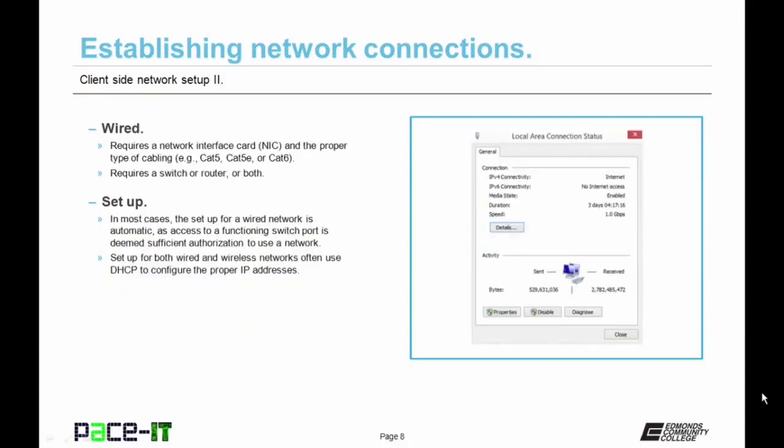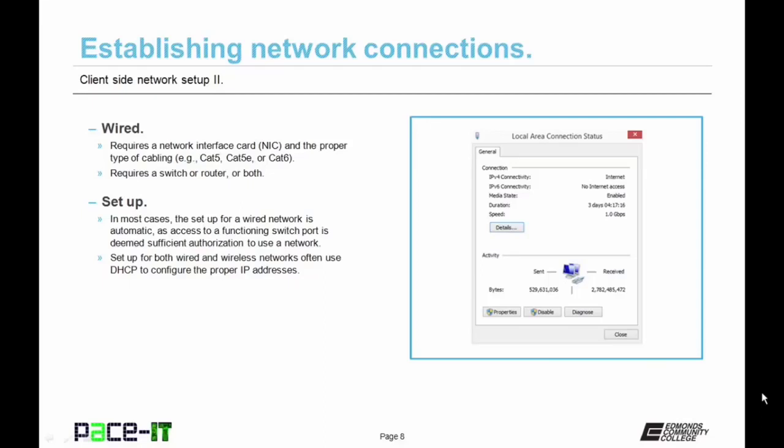Now, a wired connection requires a network interface card, a NIC. Actually, they all do. You also need the proper type of cabling, Cat5, Cat5e, is it Cat6, etc. You also need a way to connect to the network, which would be a hub at the minimum. It would be preferred that you use a switch or a router, or both.